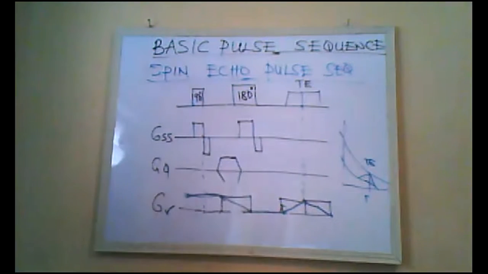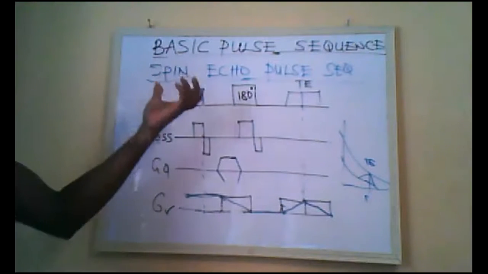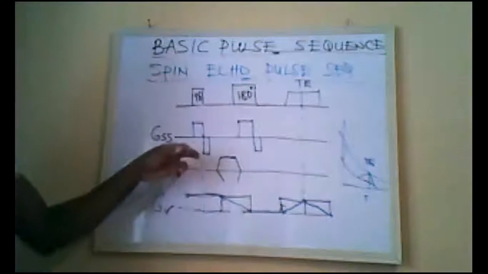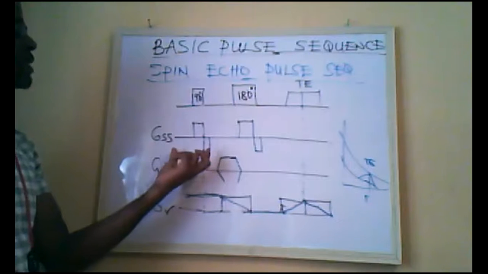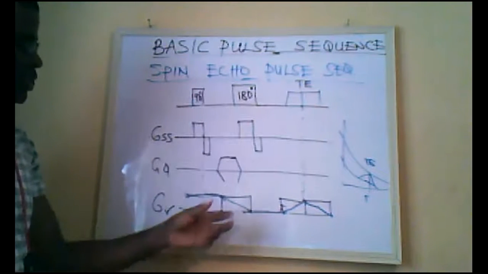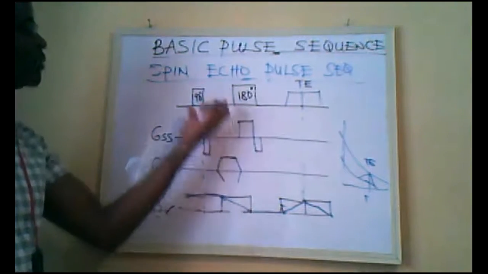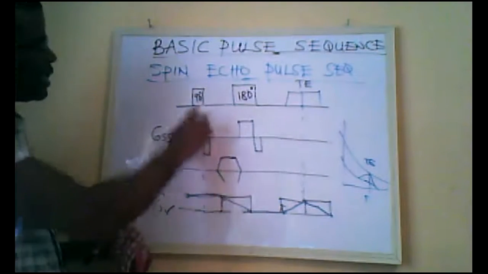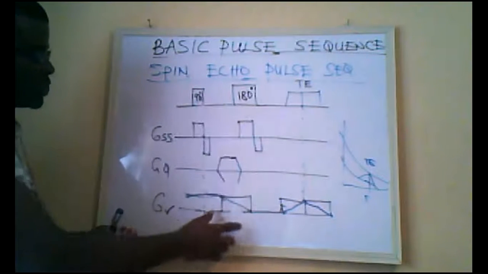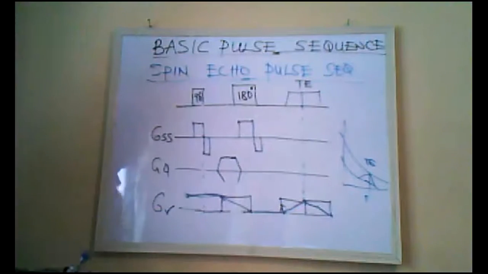So these are the basic spin echo pulse sequence we have. We need a 180 degree pulse. We apply a 90 degree RF pulse. We select a slice, immediately we apply that. We apply the frequency encoding gradient in between the 90 degree and the 180 degree. We immediately apply it after a 90 degree pulse so that a particular portion of the slice will be selected and so on and so forth.